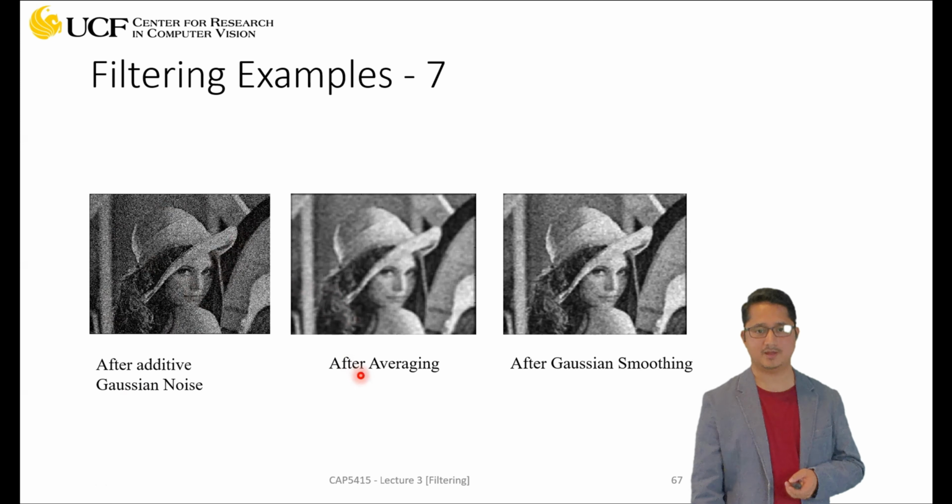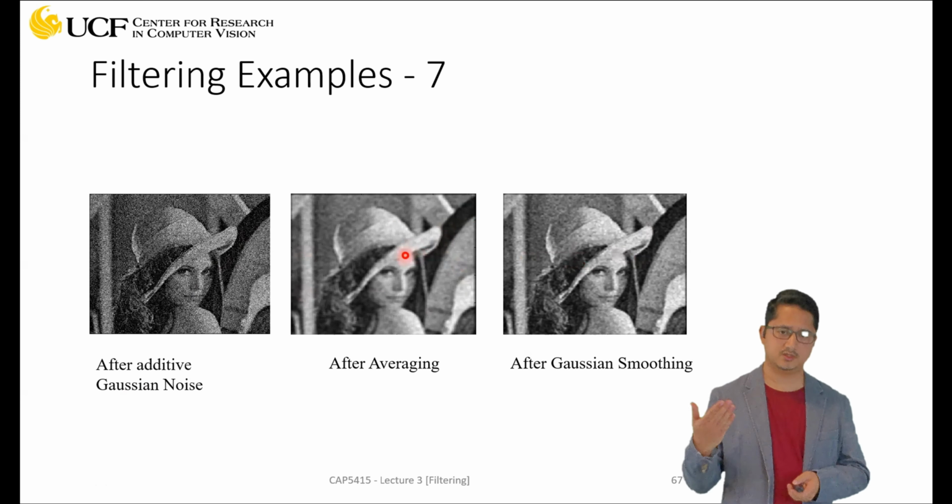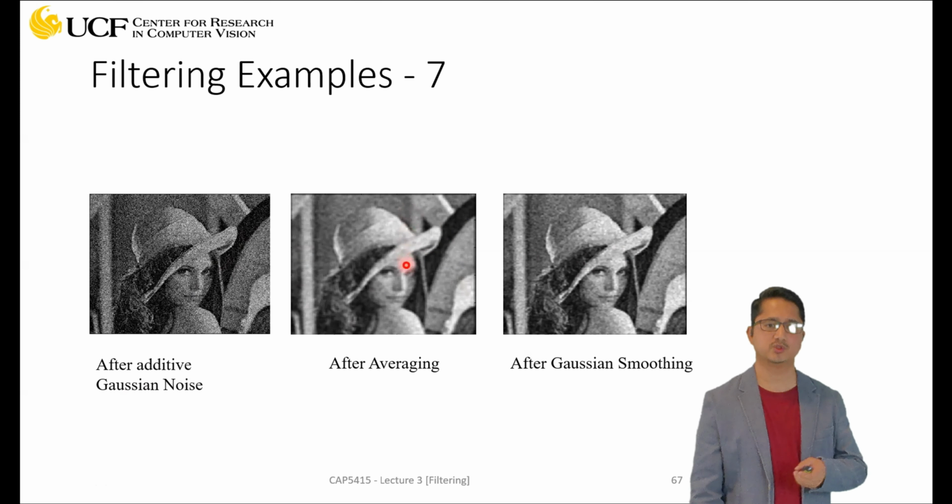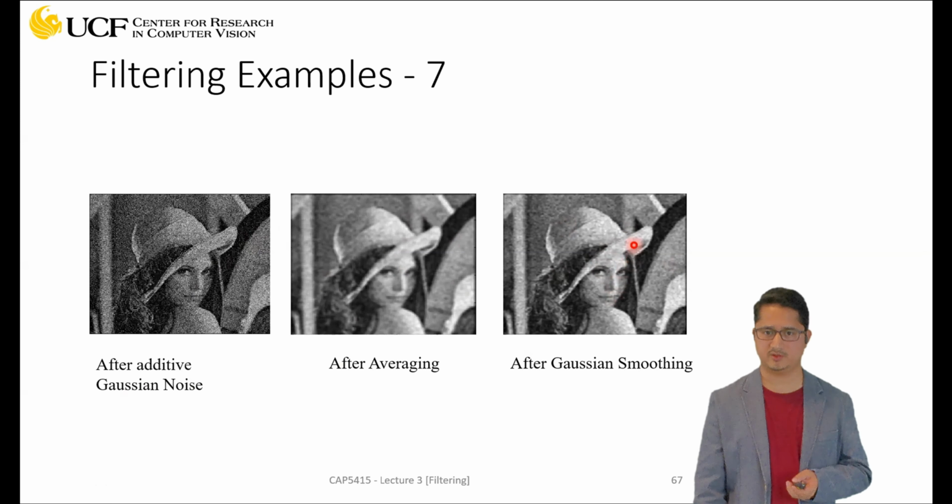If we perform average filtering, we'll get something like this. And if we perform Gaussian smoothing, we get something like this. So it's hard to say which one is better. But in this one, we are losing the texture, right? We are smoothing the image a lot. But in this case, we are getting rid of noise, but it's not that great. Still, we are not losing the fine-grained information which is present in the image. Okay.